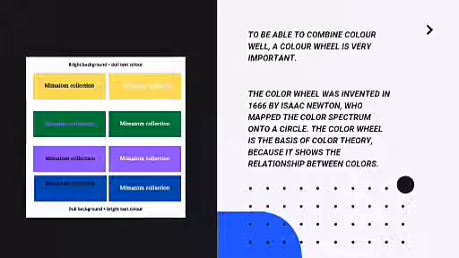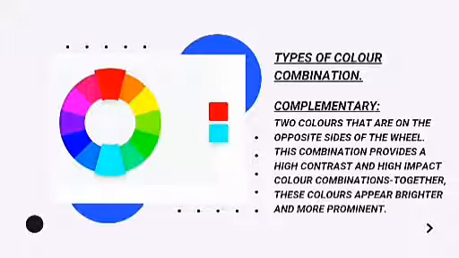Now we're going to the types of color combination. The first type of color combination is complementary. Complementary can be defined as two colors that are on opposite sides of the wheel. This combination provides high contrast and high impact color combinations. Together, these designs appear brighter and more prominent.